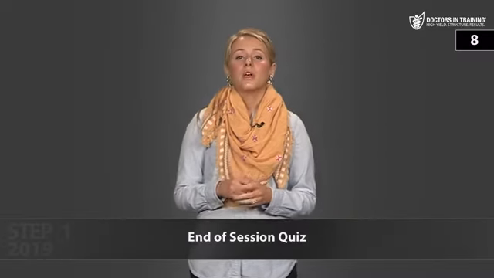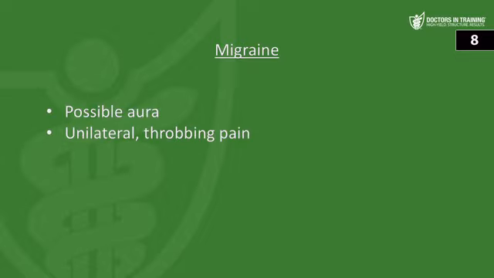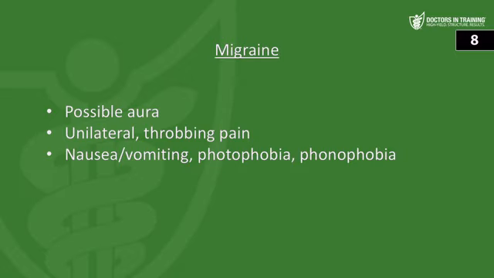First question. What features allow you to distinguish a migraine headache from a cluster headache or a tension headache? With migraines, you may have an aura or a unilateral throbbing pain. You also have nausea, vomiting, photophobia, and phonophobia. And the time frame is about 4 to 72 hours.